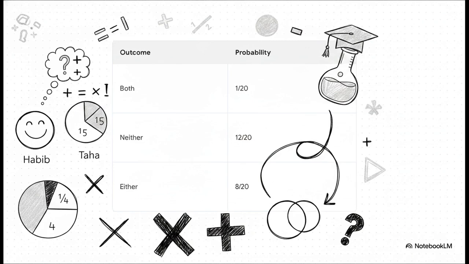Probability of Habib solving it, which is 1/4, plus the probability of Taha, which is 1/5, minus the probability they both solve it, which is 1/20. Do the fraction math and you get 8/20, which simplifies down to 2/5. Wow, you just solved a complex multi-step word problem entirely in your head.